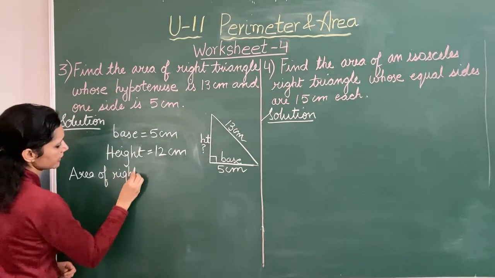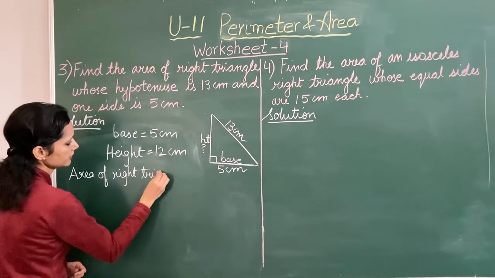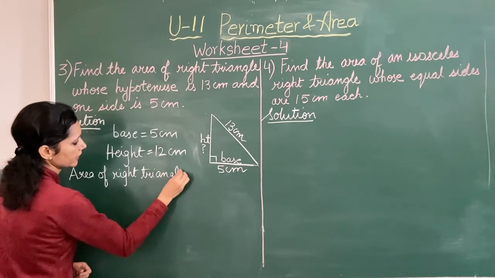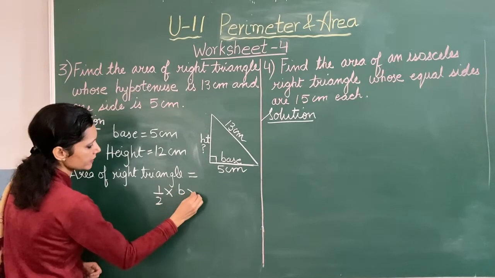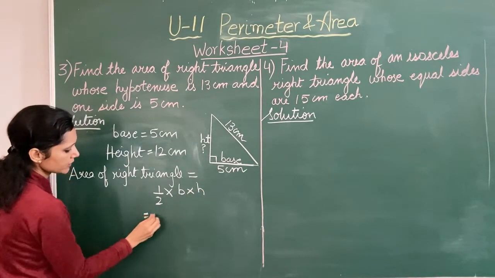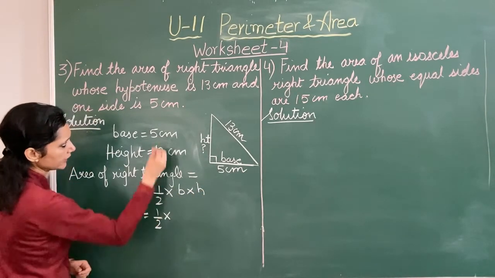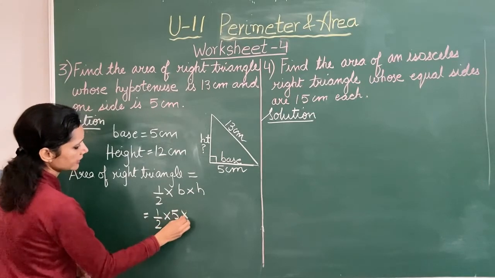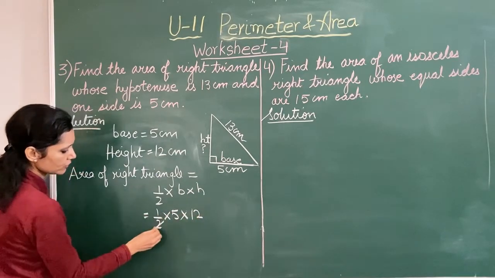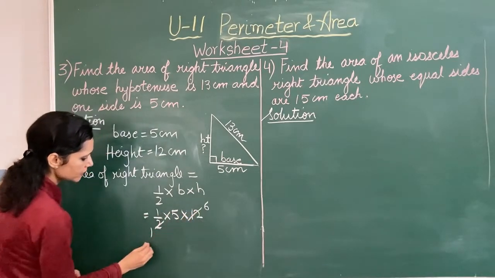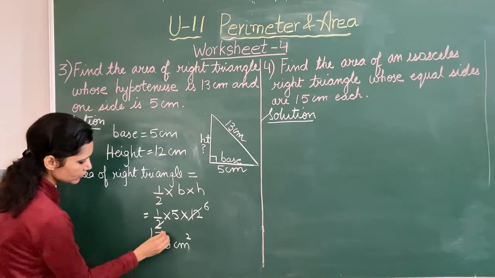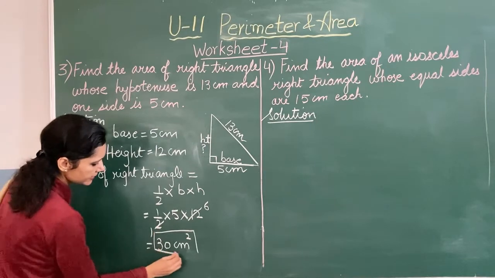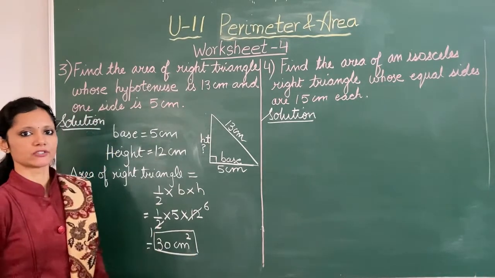area of this right triangle is equal to half multiplied by base multiplied by height. Let's put in the values. Half multiplied by the base 5 and the height 12. So let's do the cutting. So this comes out to be 30 square centimeters. So 30 square centimeters is the area of the right triangle.